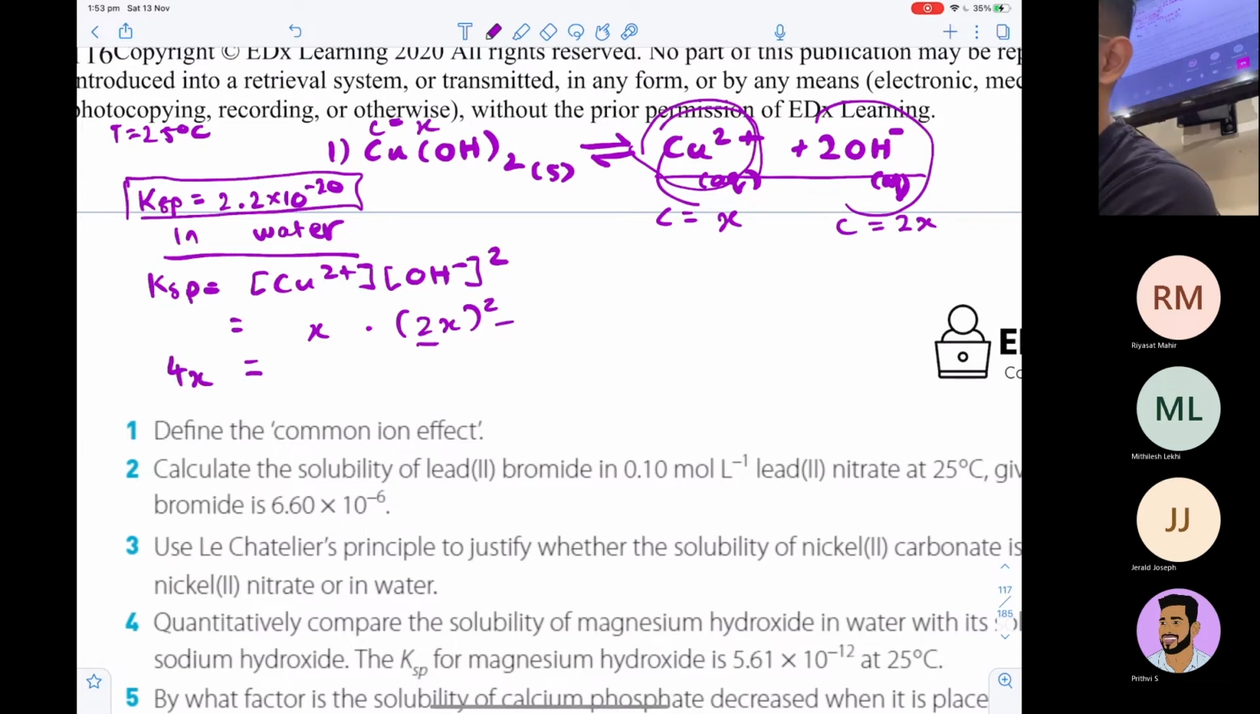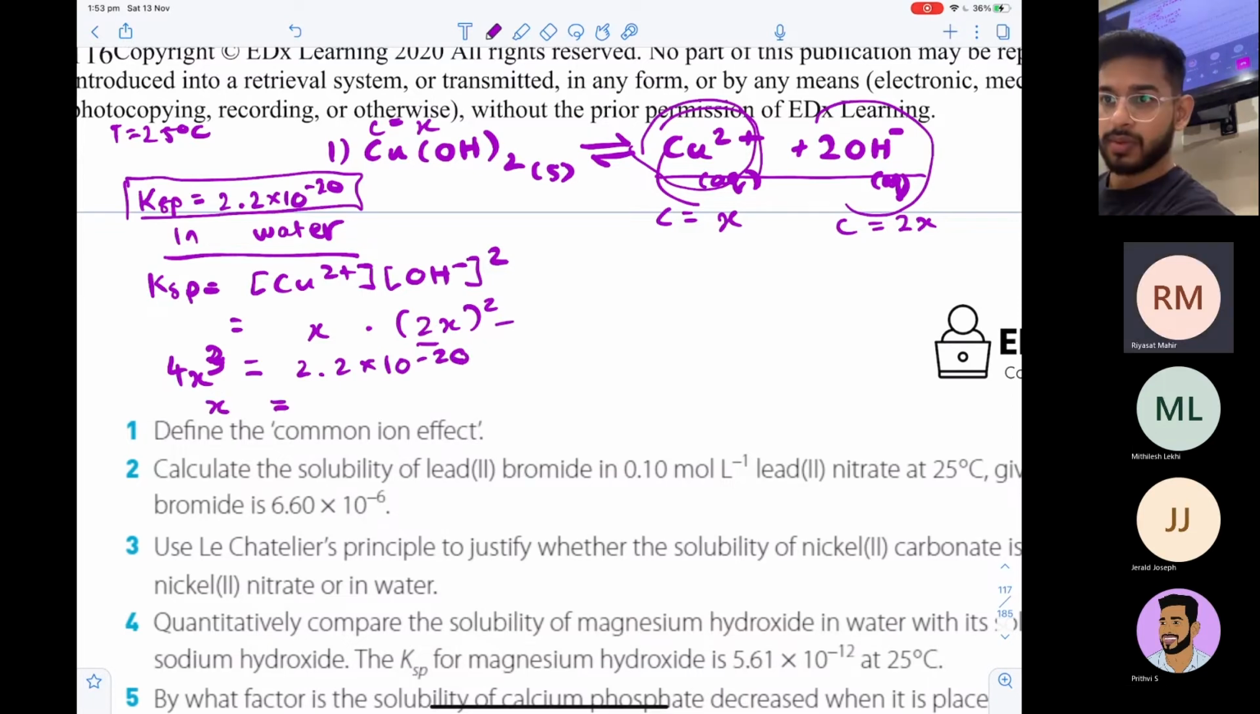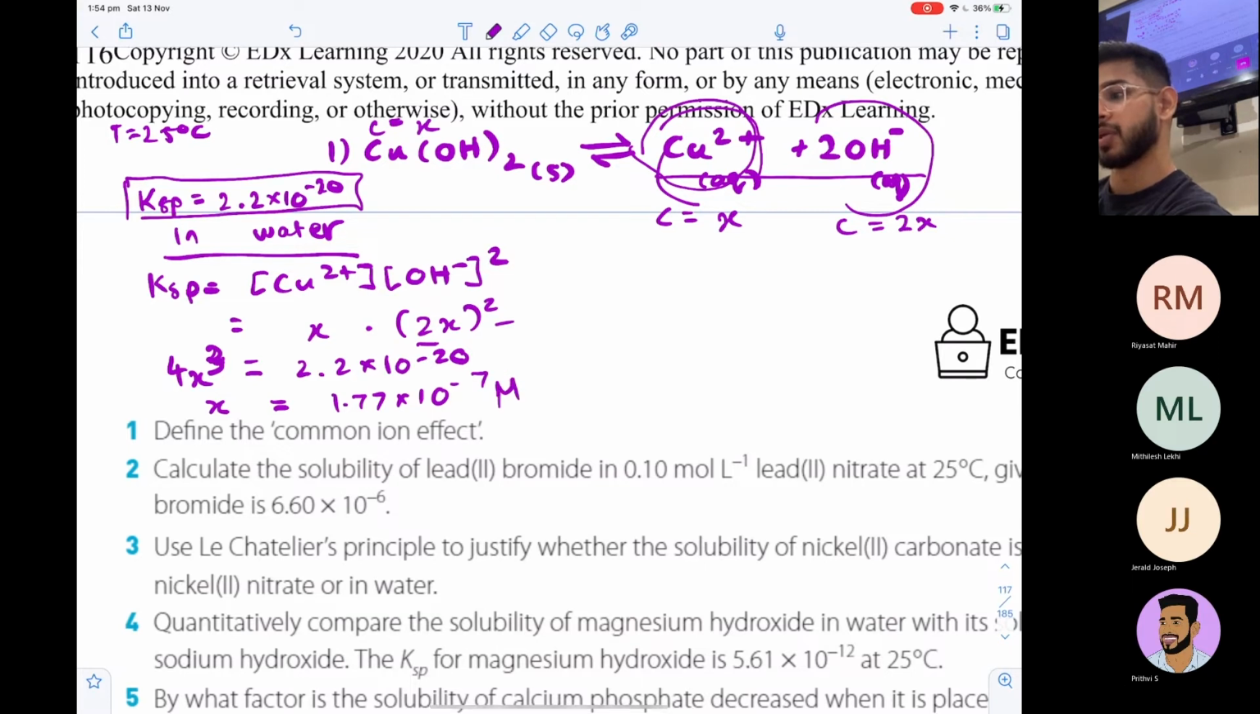So we've got 4x cubed equals 2.2 times 10 to the power negative 20. Mithilesh, what do we get as our answer for x? For x, I got 1.77 times 10 to the minus 7. Okay, does everyone agree? Moles per liter. Good. I'm just going to put a capital M. Now, what is that referring to? What is x? Good. The solubility of copper hydroxide, or the solubility of copper, or the solubility of the hydroxide ion.